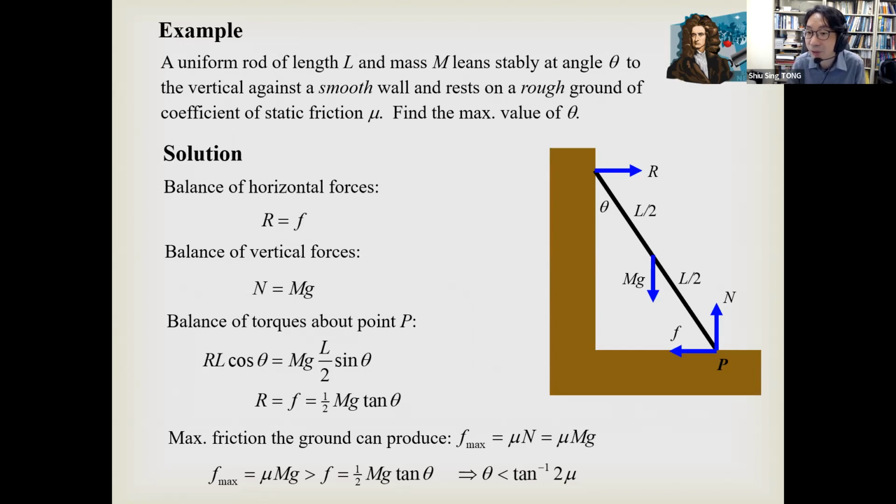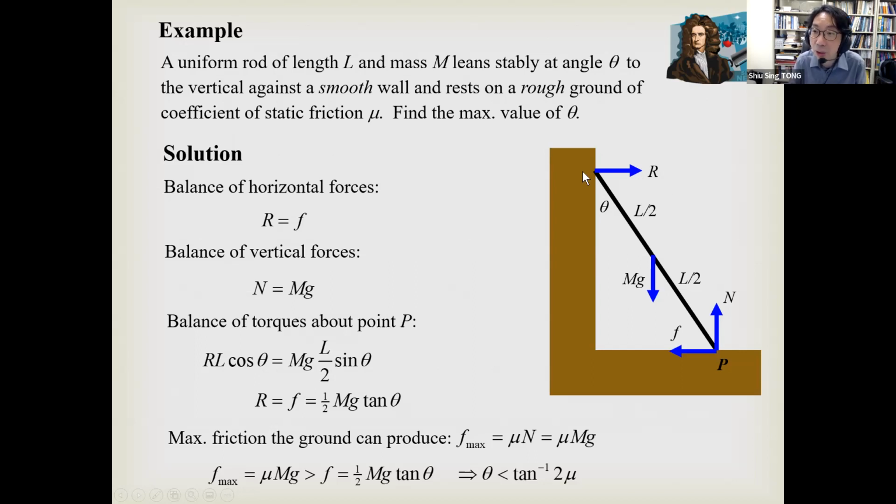So these two forces do not enter the equation. That's why I take moments about point P. Now I have the torque from the normal force R. This is the force R about the point P, and the perpendicular distance is this height, which is L cosine theta. So I have RL cosine theta as the clockwise moment due to the normal force R.